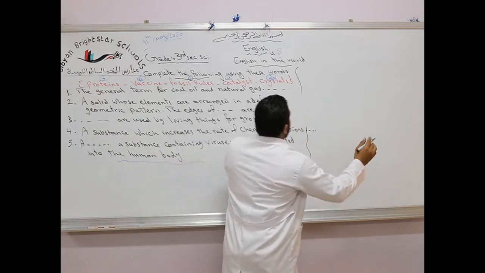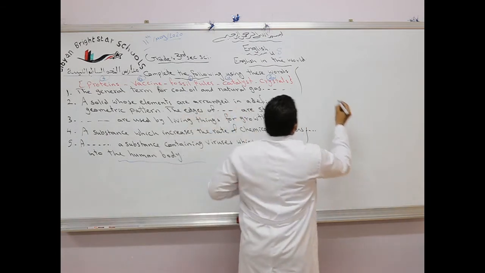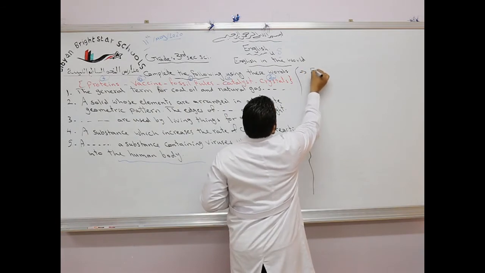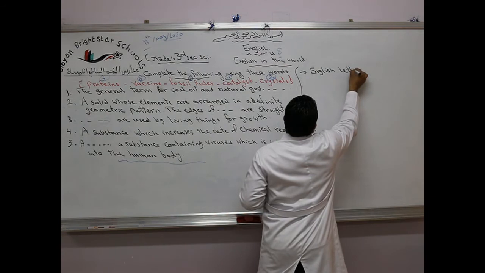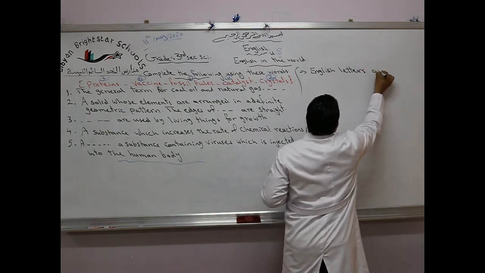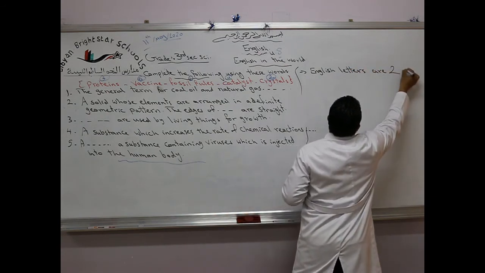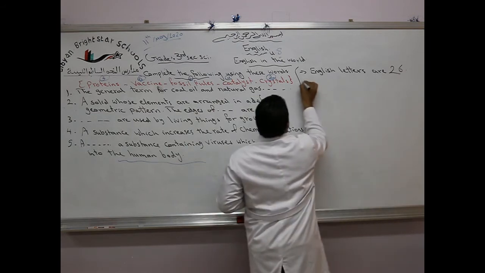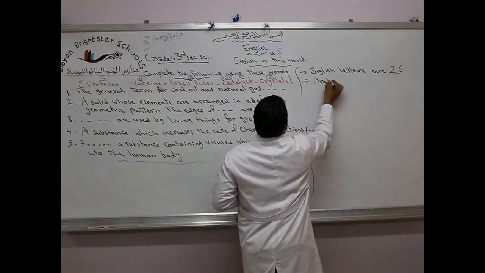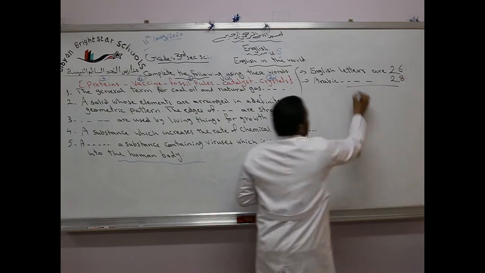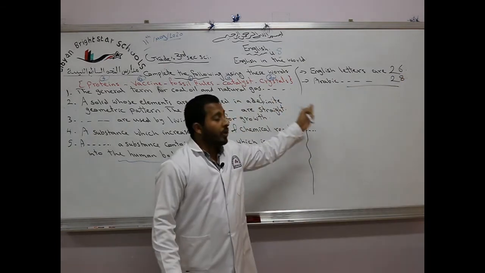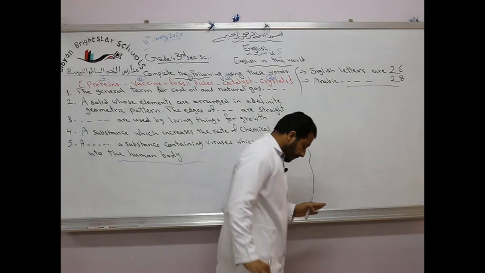But the differences between English and Arabic. English letters are 26, but Arabic letters are 28.